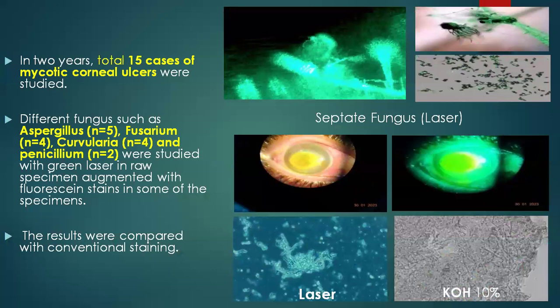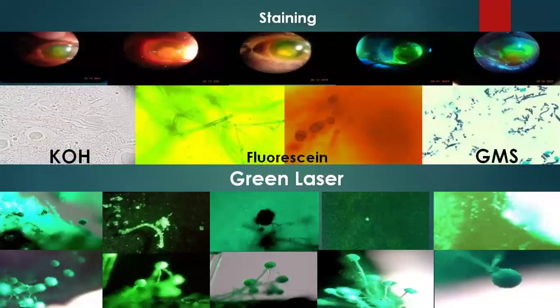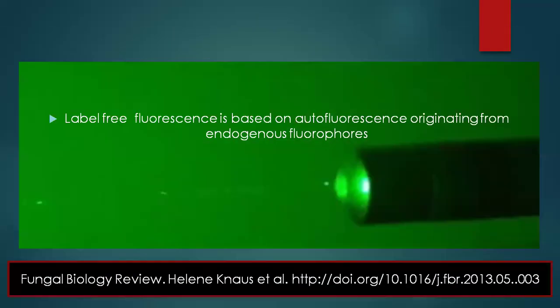cases. A total of 15 cases of mycotic corneal ulcer were done, of which Aspergillus was 5, Fusarium was 4, Curvularia 4, and Penicillium 2 cases, and they were compared with the normal staining. Above is the clinical fluorescent stain, KOH 10% fluorescent, our innovative stain, and GMS stain. Green laser showing different fungus in this.